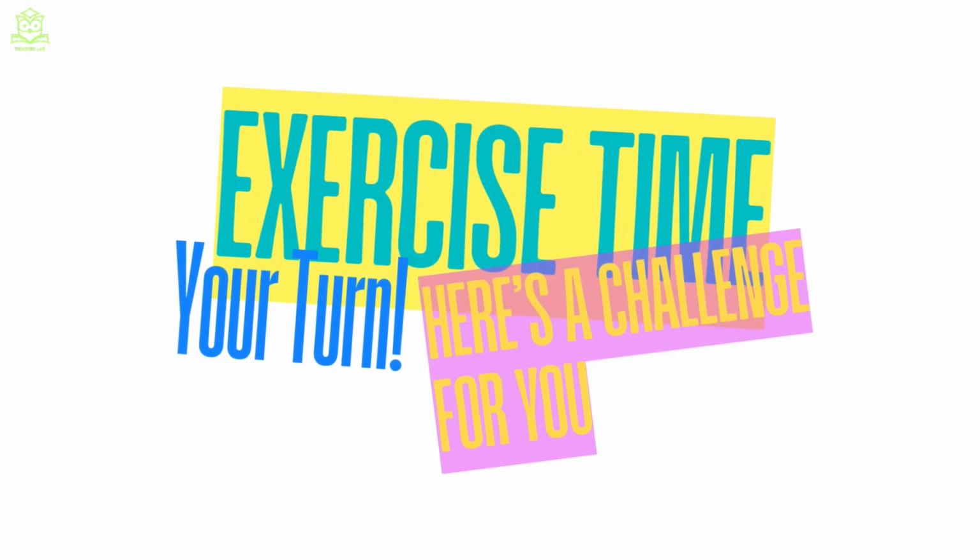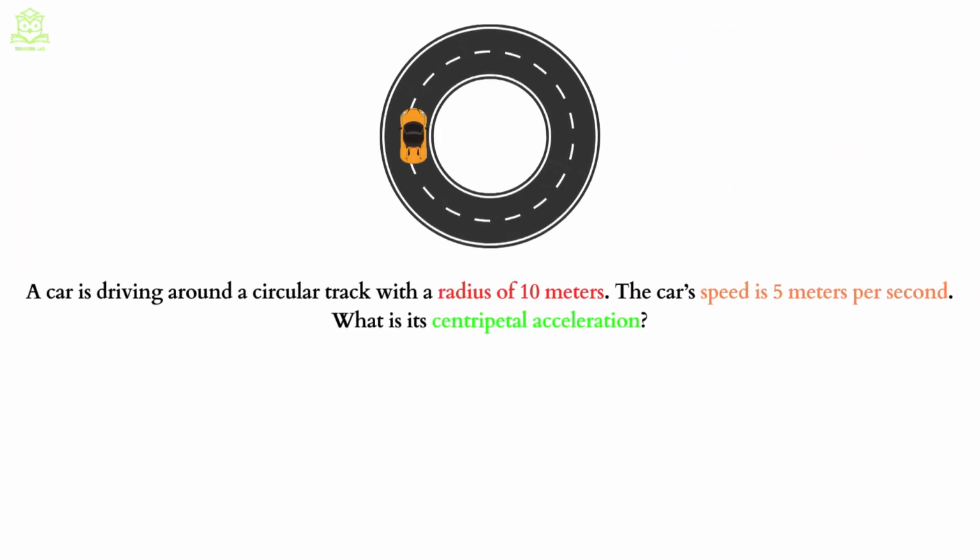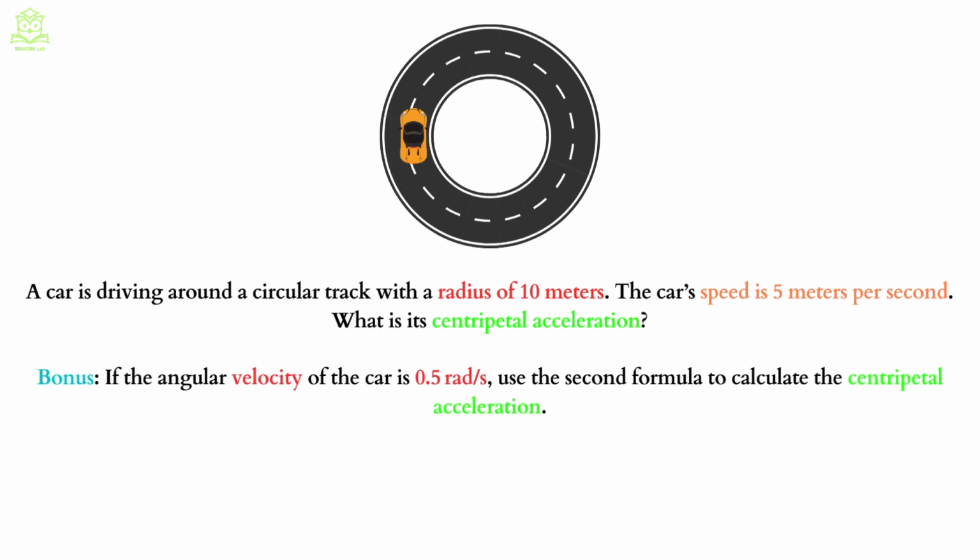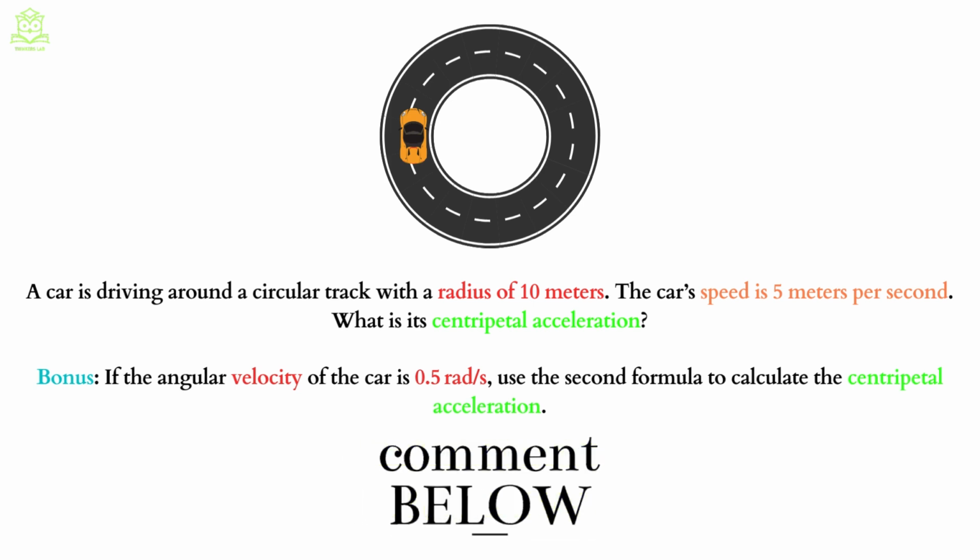Exercise time. Your turn. Here's a challenge for you. A car is driving around a circular track with a radius of 10 meters. The car's speed is 5 meters per second. What is its centripetal acceleration? Bonus: if the angular velocity of the car is 0.5 radians per second, use the second formula to calculate the centripetal acceleration. Write your solution, show your steps, and post your solution in the comments. Let's see how you did.